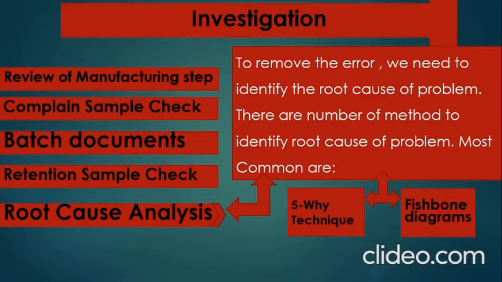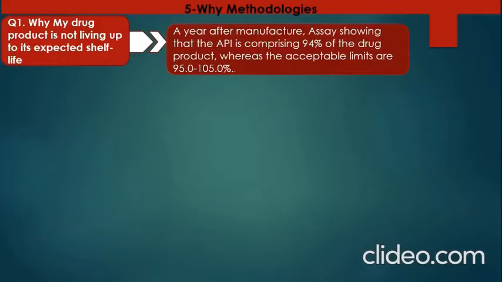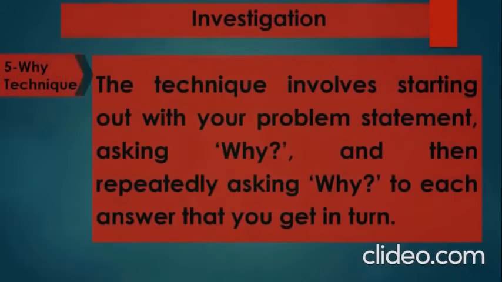Now I would like to describe the 5-why technique. The technique involves starting out with your problem statement, asking why, and then repeatedly asking why to each answer that you got in turn. It is quite similar to peeling an onion, removing layer after layer to get to the core cause. The best way to see how the technique works is through an example. So let's tackle one of the quality assurance issues above.